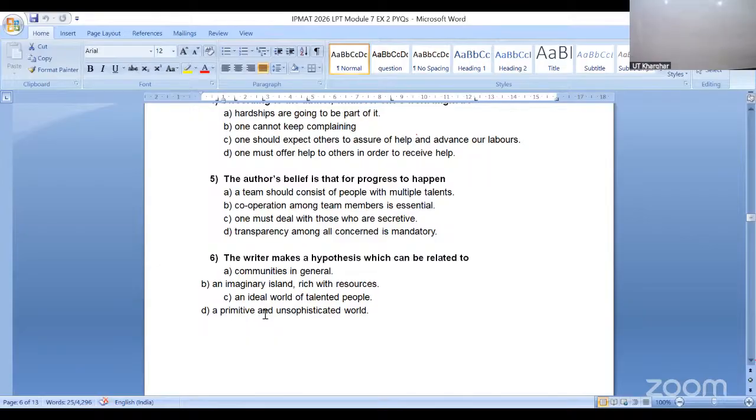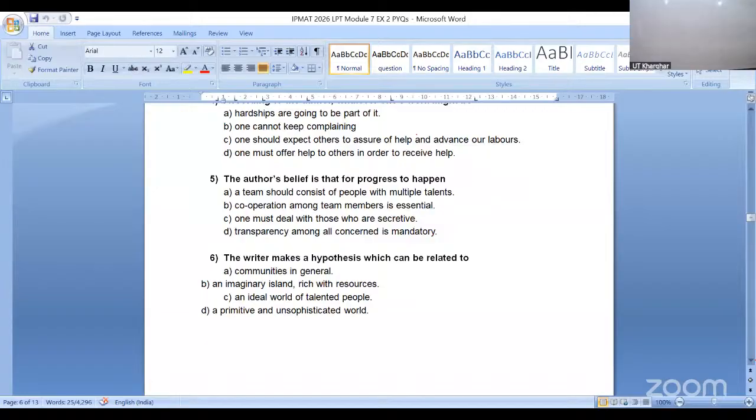Can you explain the answer? Why should B, C and D be eliminated? Ma'am, because they're not right. Why are they not correct? When you are eliminating, you should know why you are eliminating. Okay, so anybody else can give the explanation.